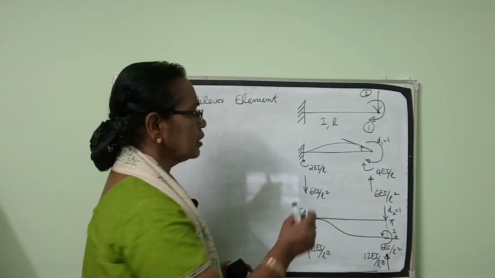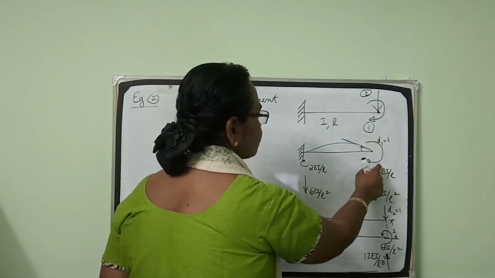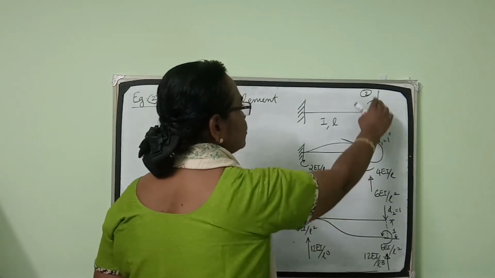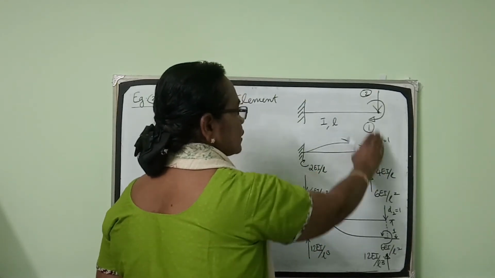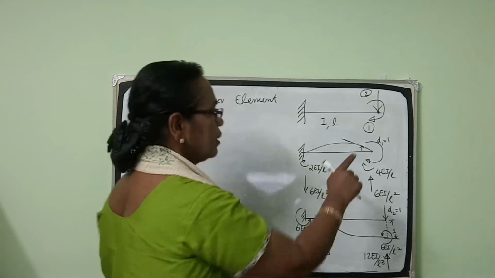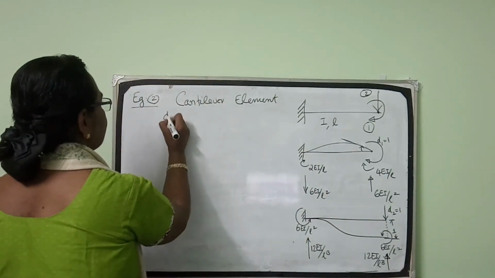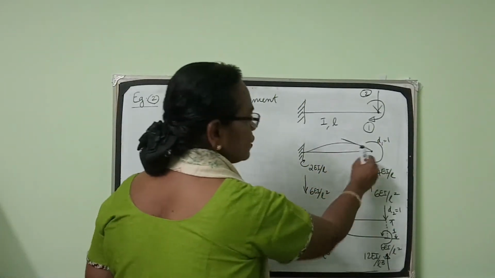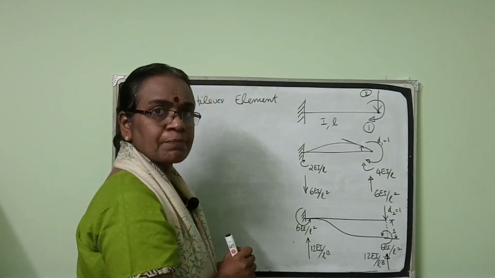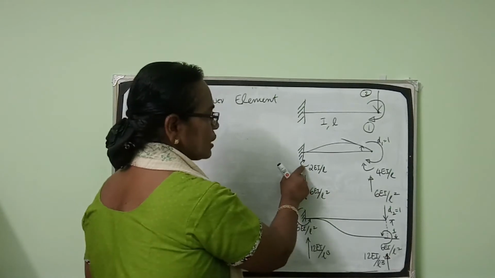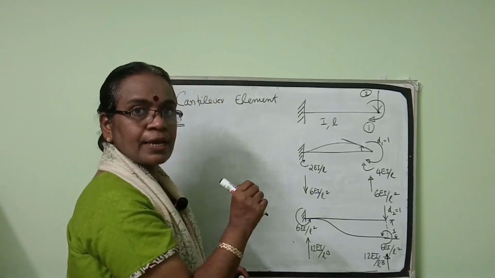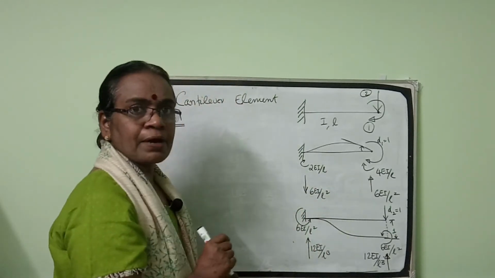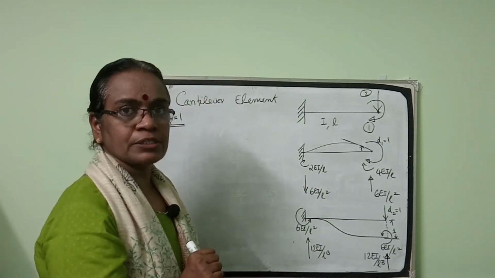As we have discussed earlier, apply D1 equals 1. You give unit rotation in this coordinate direction 1. At that time, you should not permit it to move vertically downwards. Apply D1 equals 1. What is the moment developed here? It is 4EI by L. The moment developed at the far end is 2EI by L. So there is a total unbalanced 4 plus 2, 6EI by L clockwise moment in the structure.